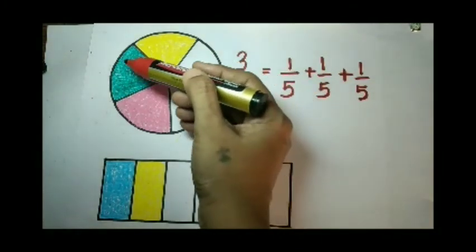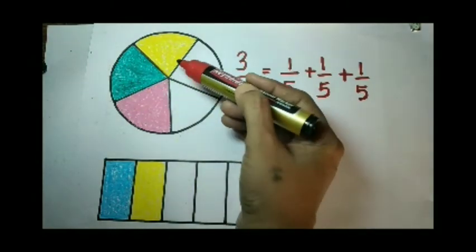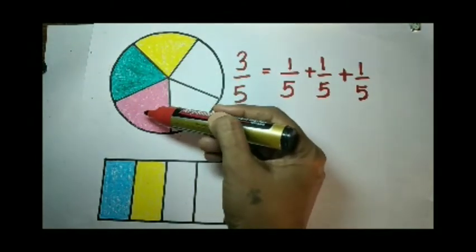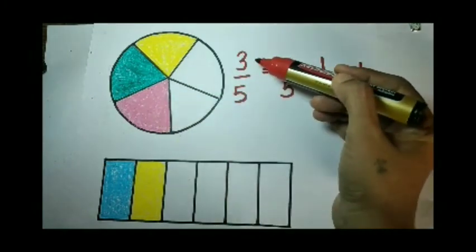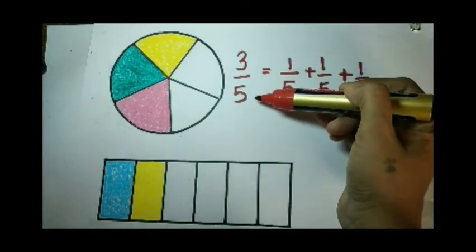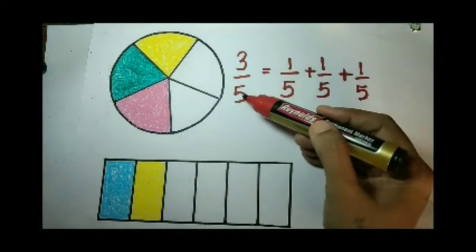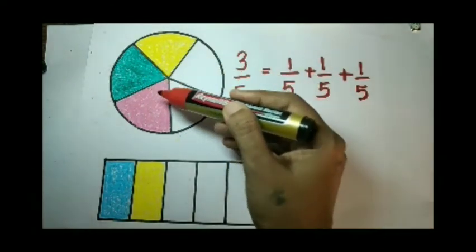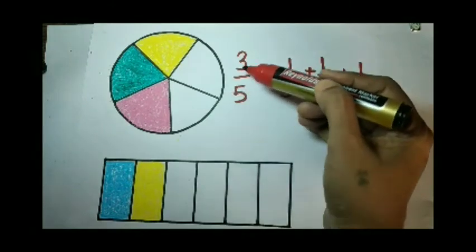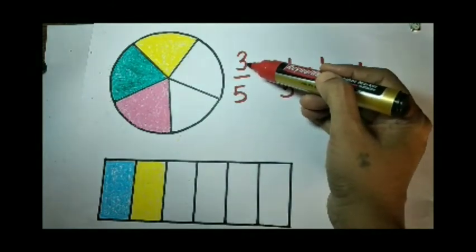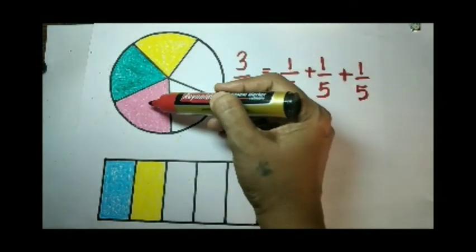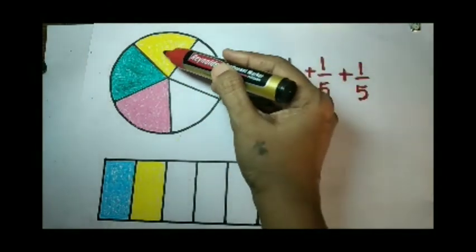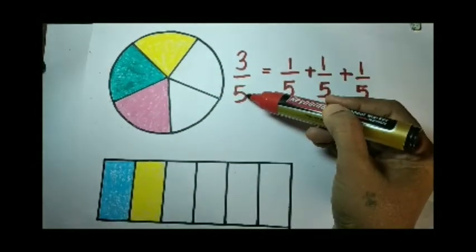So when an object is divided into 5 equal parts and 3 of them are taken, that part is shown as 3 upon 5. Now here the numerator is 3 and the denominator is 5. 5 equal parts and 3 are the colored parts that is taken. So 3 is the numerator and 5 is the denominator.